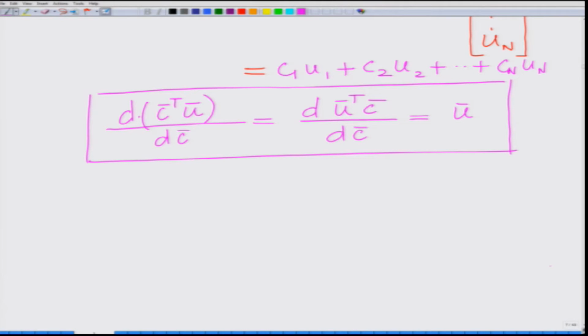Now, let us consider the second order derivative, that is the quadratic function of C bar. We have considered the constant, and we have considered a linear function of C bar, weighted by the combining vector u bar, that is u1 C1 plus u2 C2 so on up to un Cn, that is u bar transpose C bar or C bar transpose u bar.